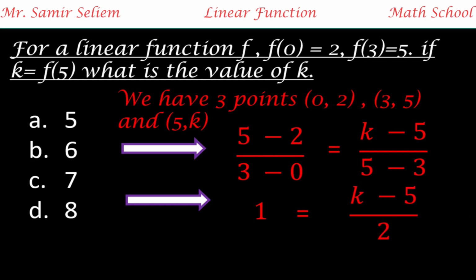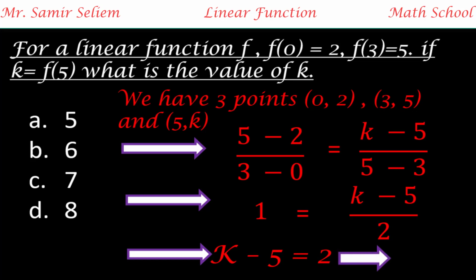This is an equation in one variable, which is k. How can we find it? By cross products. So k minus 5 equals 2. What number minus 5 equals 2? This number is 7. So k equals 7, and the answer option is 7.